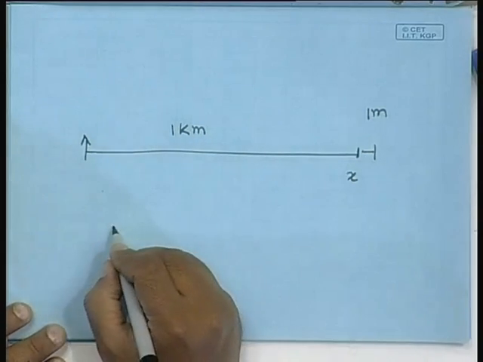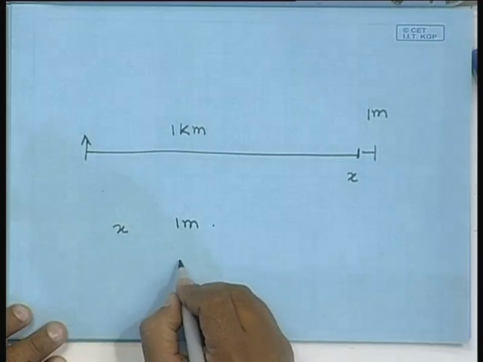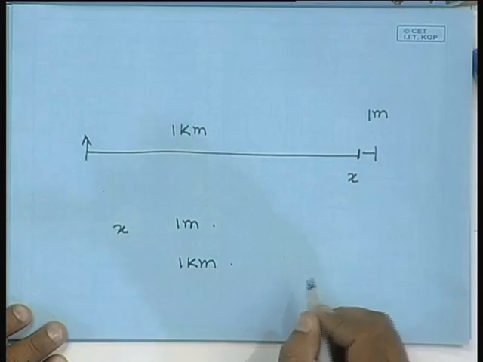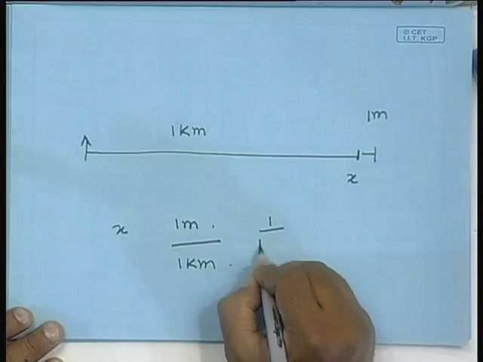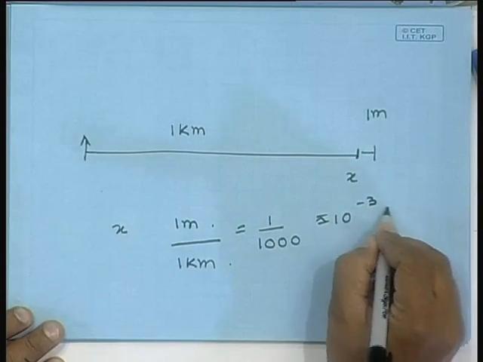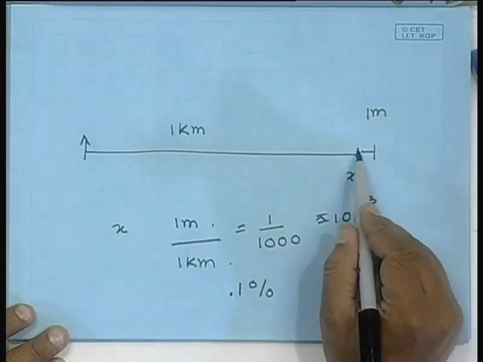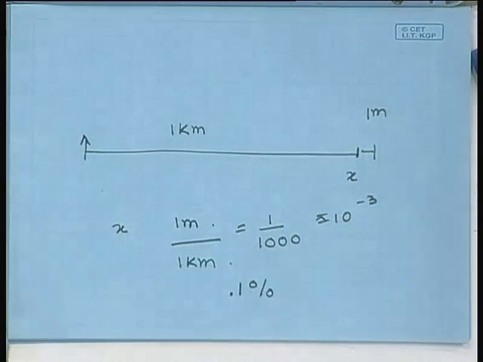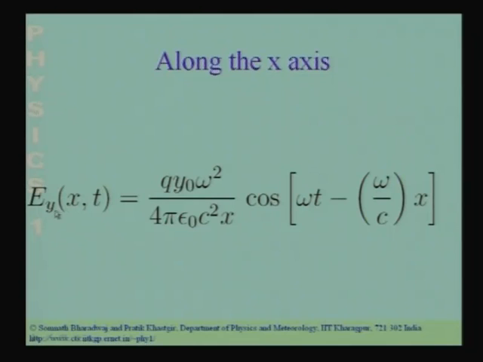So, the change in x is 1 meter, and the distance was 1 kilometer to start with. You see that the fractional change in the distance is very small, it is 1 by 1000, which is equal to 10 to the power minus 3. So, it is a 0.1% change in x. If I move 1 meter from 1 kilometer to 1 kilometer plus 1 meter, there is a 0.1% change in x. Now, let us look at the expression for the electric field and ask the question, how will the electric field vary if I change x by this small amount?